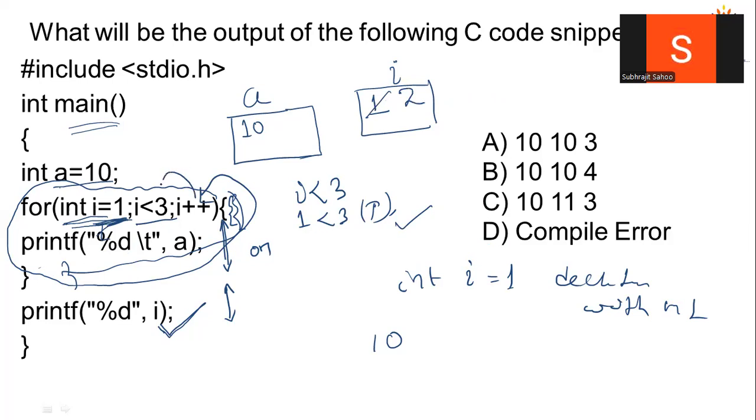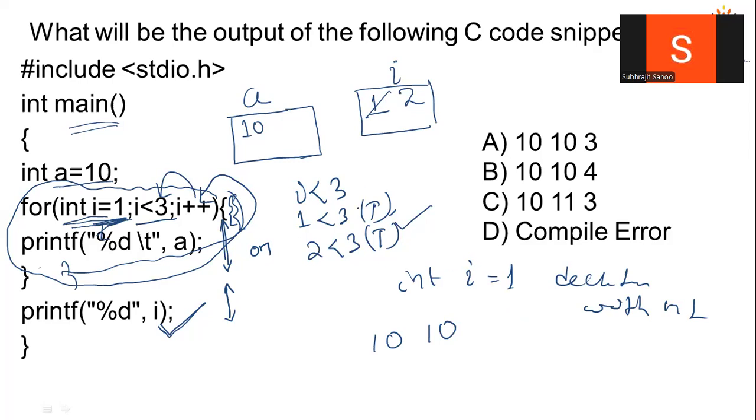Again the condition will be checked here. The condition is what? 2 is less than 3, 100% correct. Again the statement will be executed. What is the statement? Print a percent d, a. a is what? 10, or not? 10 will be printed here.